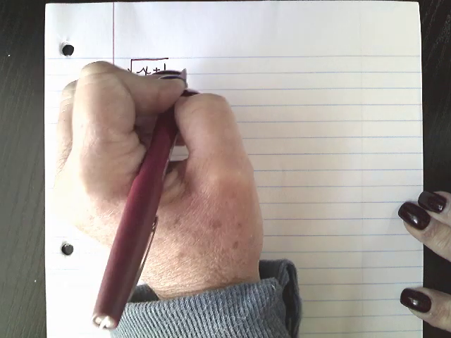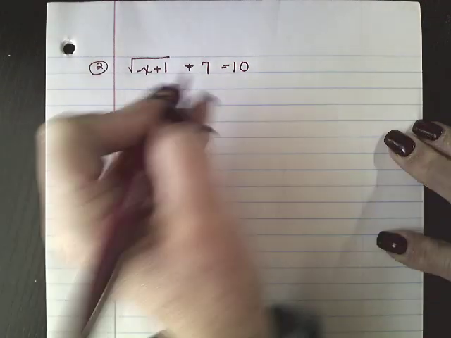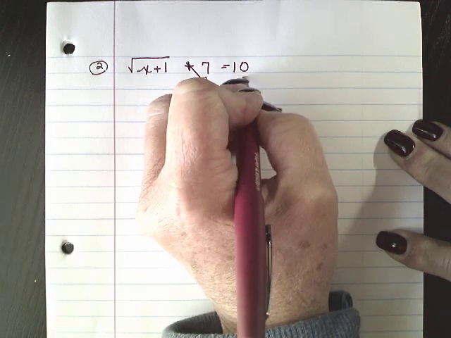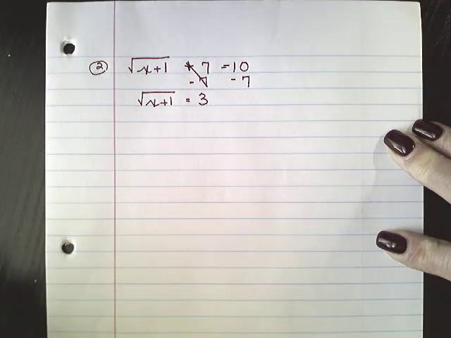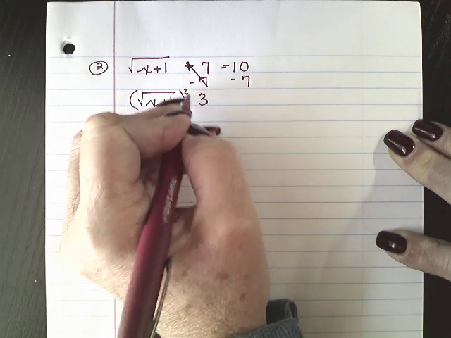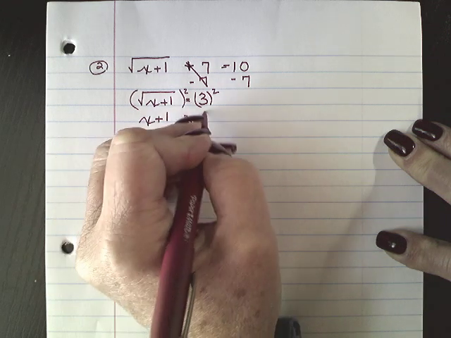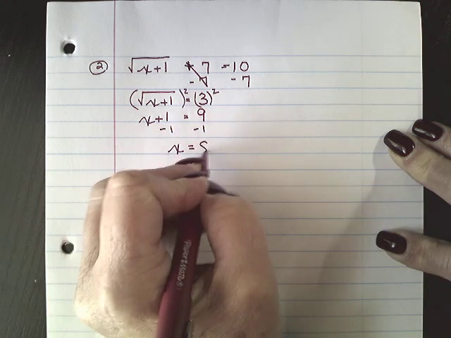Okay, second example, we're going to take the square root of x plus 1, plus 7 is equal to 10. Now we want to isolate the square root, so we're going to have to move the 7 to the other side of the equation by adding its opposite. So now we have the square root of x plus 1 equals 3. Now you're going to square both sides, and we would have x plus 1 equals 9. Subtract 1, x is equal to 8.